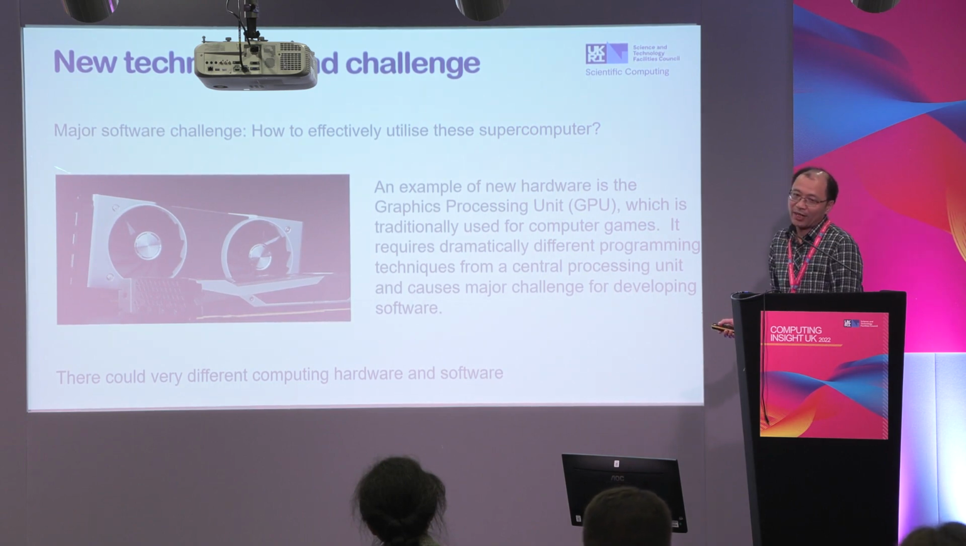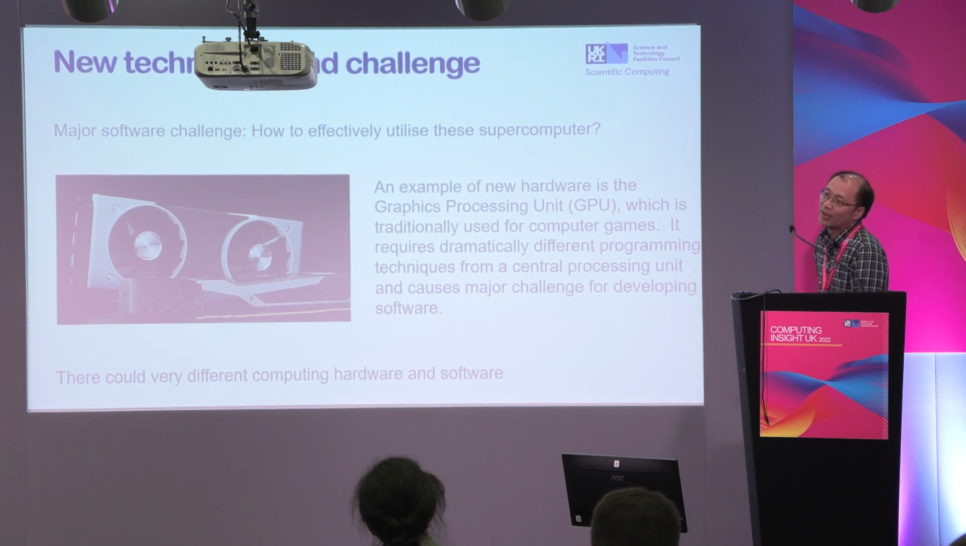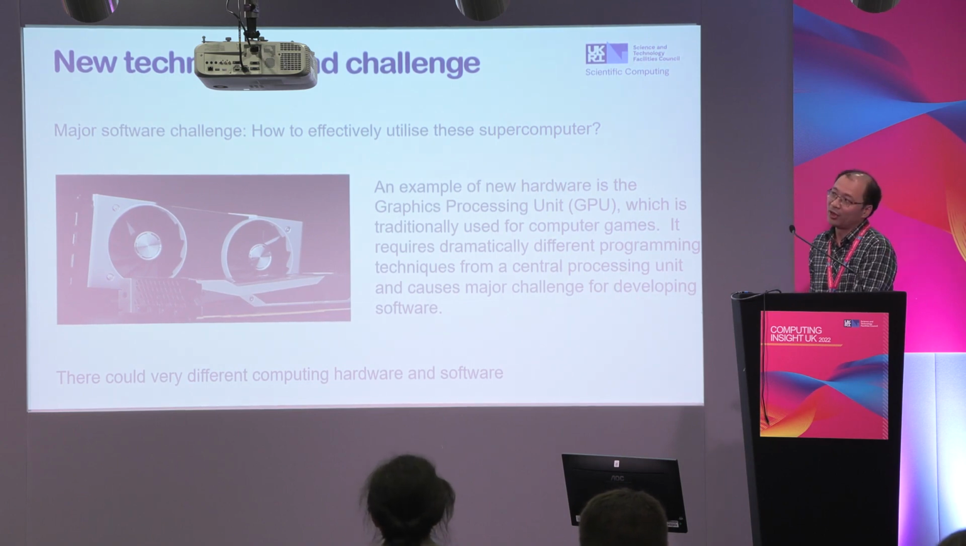But this kind of device is in general different from our traditional device for computing, the CPU. So we need different programming technology for this kind of device. This kind of change causes a major challenge for developing software to utilize these devices. And actually, we don't only have one technology. We could also have other hardware like FPGA for computation, which needs quite a different programming technology from the CPU.